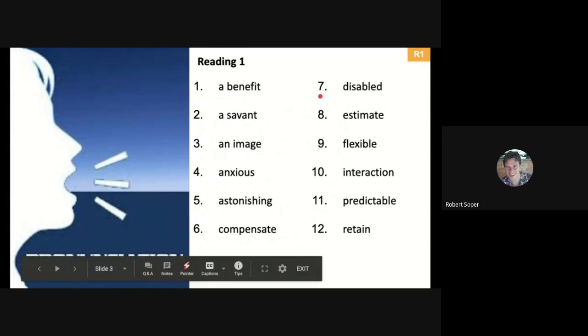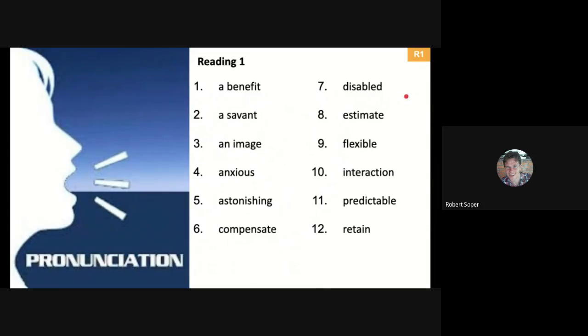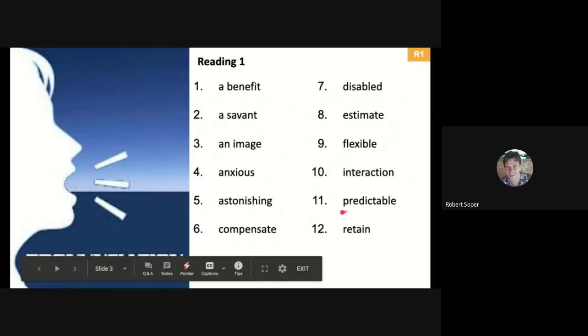Number 7, disabled. Number 8, estimate. Number 9, flexible. Number 10, interaction. Number 11, predictable. And number 12, retain.